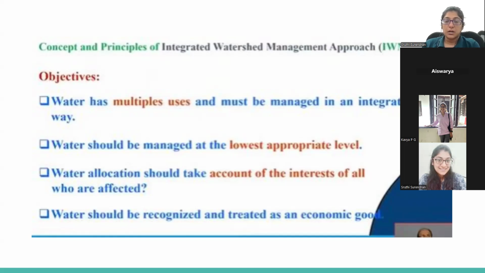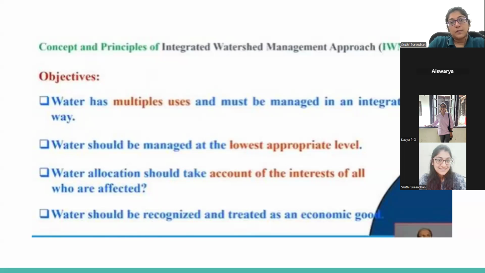It should take into account all of the interests of any person or any living being that is making use of water. All of those factors have to be involved when you make a management technique, and also it has to be treated as a valuable product, an economic good. So it is only then that we can develop an appropriate management approach.